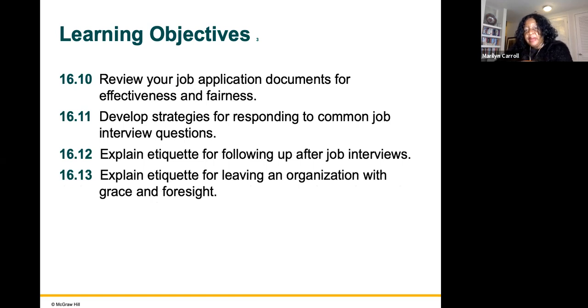Next, we'll review our job application documents for effectiveness and fairness, and we'll develop strategies for responding to common job interview questions. We'll explain etiquette for following up after job interviews, and we'll explain etiquette for leaving an organization with grace and foresight. Here we go.